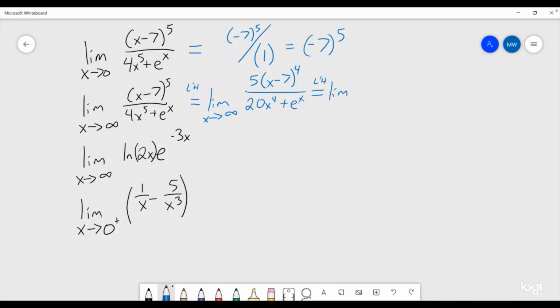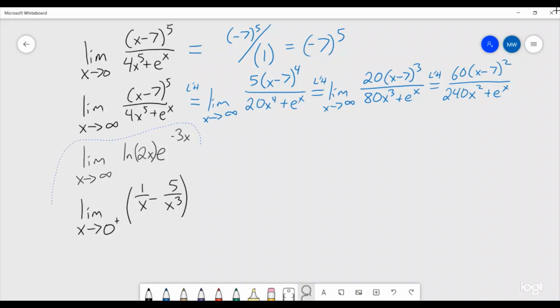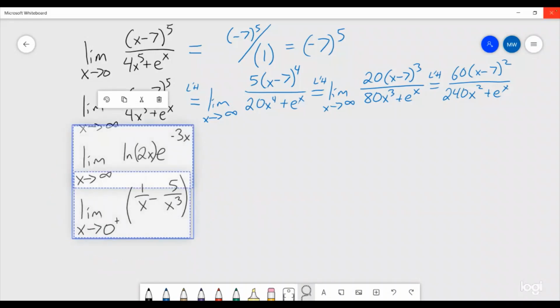And we get the limit as x goes to infinity. We now have 20 times (x minus 7) cubed times a 1 divided by 80x cubed plus e to the x. Still infinity over infinity, so we use L'Hopital's rule again. And we get 60 times (x minus 7) squared divided by 240x squared plus e to the x. And this process is going to continue another couple times, so let's move these down.